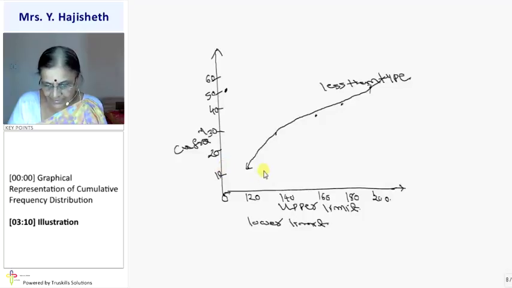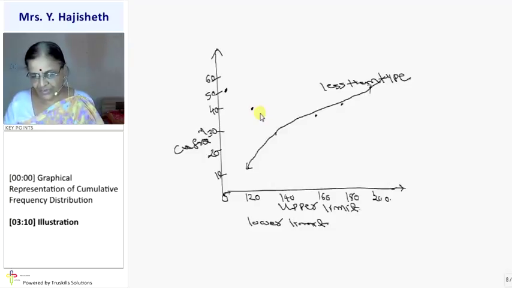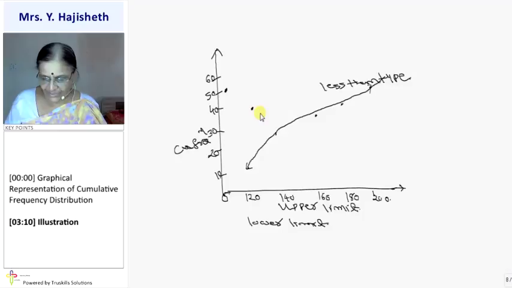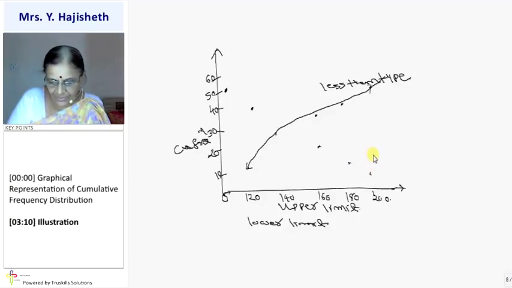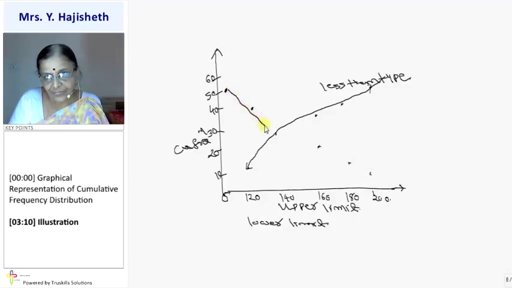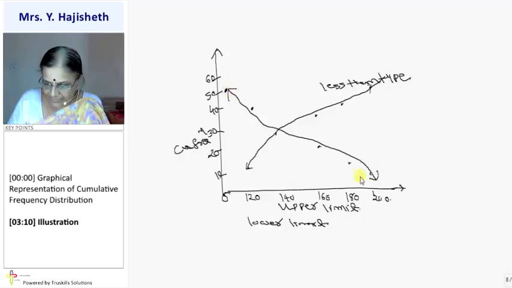Then for 120, it is this point. Clear? What is this? 120 pe uska hai 38. Phir 24, 16, 10. So I draw smoothly this graph. Okay. This is my more than type. What is it? More than type graph.